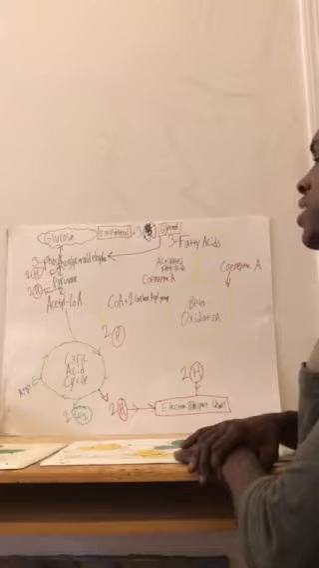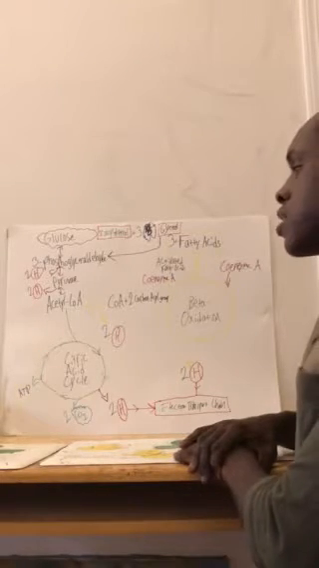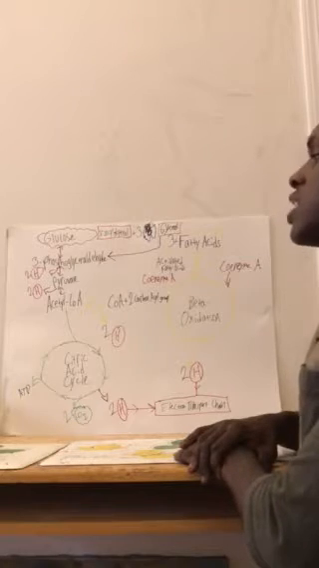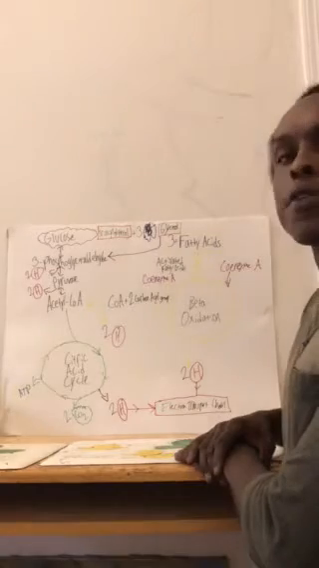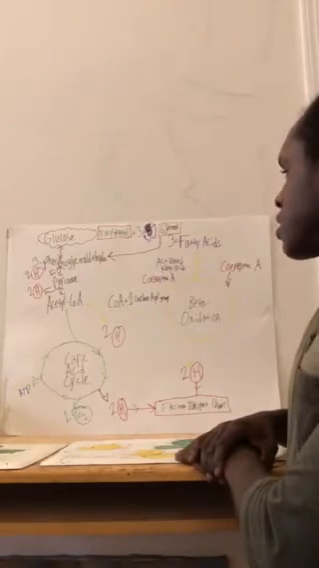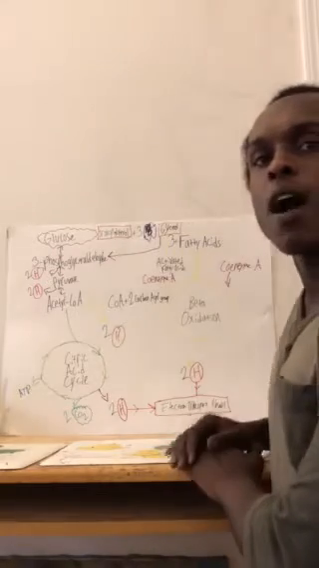The NADH and FADH2 produced by both fatty acid oxidation and the citric acid cycle are used by the electron transport chain to produce ATP. Like I said, about 460. So that's the breakdown. That's basically what I wanted to talk about today.